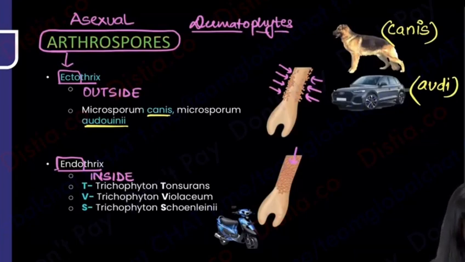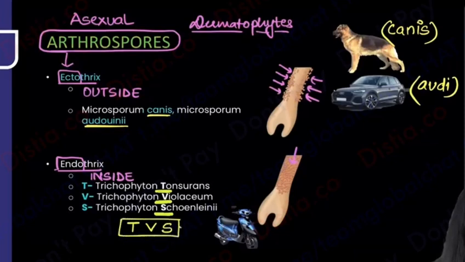TVS Scooty inside, if you want to roam around inside in your locality, TVS Scooty is the best. So remember, that is Trichophyton tonsurans, Trichophyton violaceum and Trichophyton schoenleinii. I know it's tough, but that's the only story I could think of. So remember, when you're talking about tonsurans, violaceum and schoenleinii, the TVS Scooty is going to help you roam inside, so it will show you endotrichs.